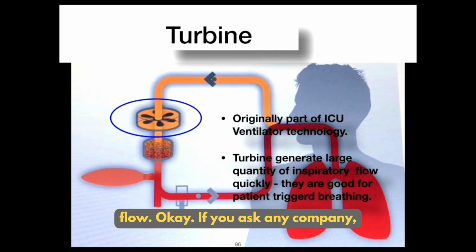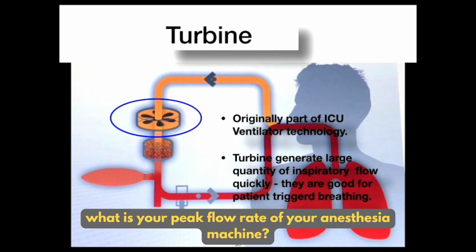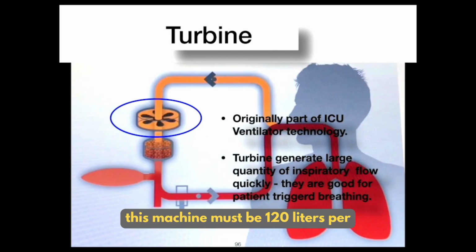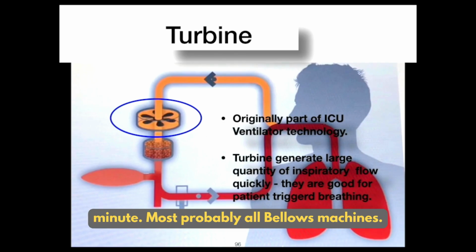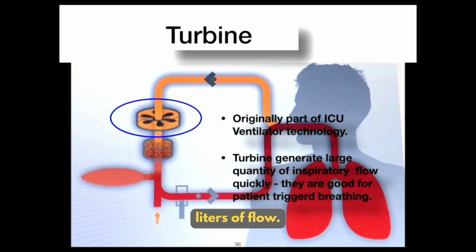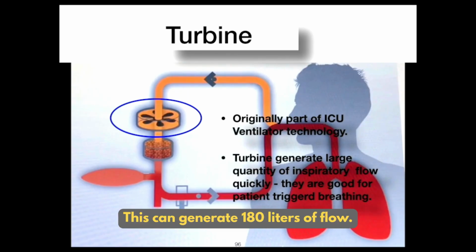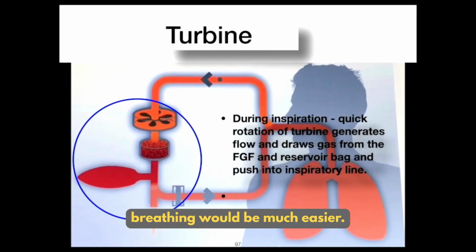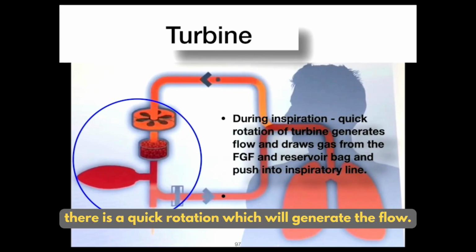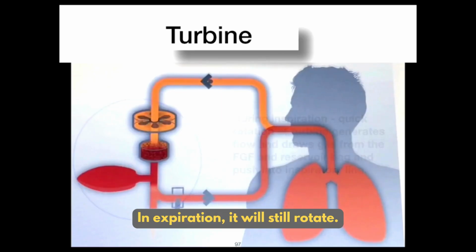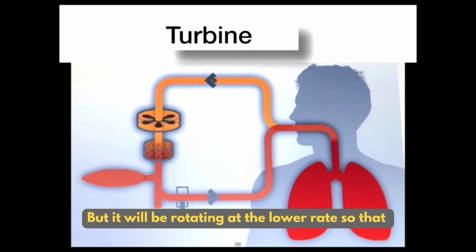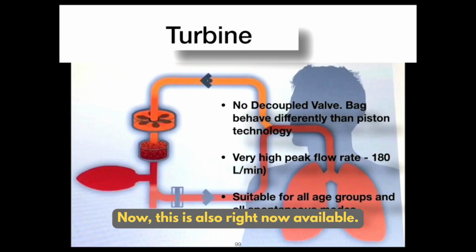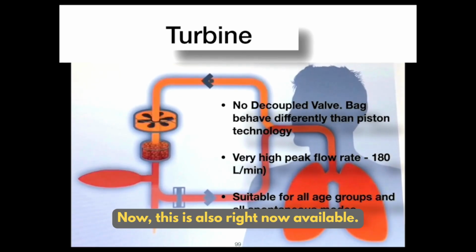If you ask any company what is the peak flow rate of your anesthesia machine, they'll tell you this machine must be 120 liters per minute. Most probably all bellows machines and routine anesthesia machines generate 120 liters of flow. This can generate 180 liters of flow. So when it can generate higher flow, the sensing and the spontaneous breathing would be much easier. In inspiration there is a quick rotation which will generate the flow. In expiration it will still rotate, but at a lower rate so that the PEEP can be developed. Now this is also available right now.